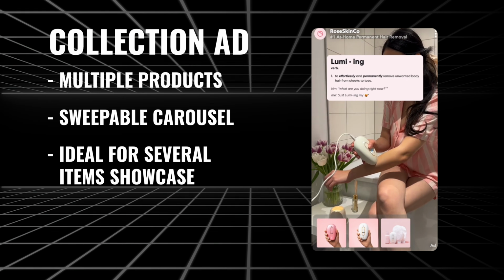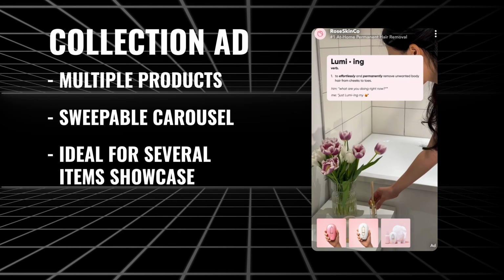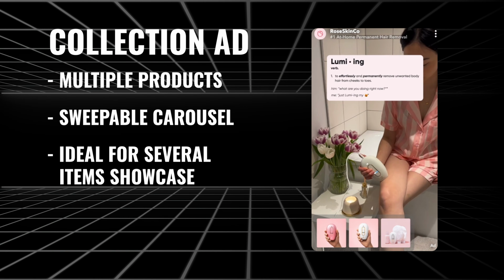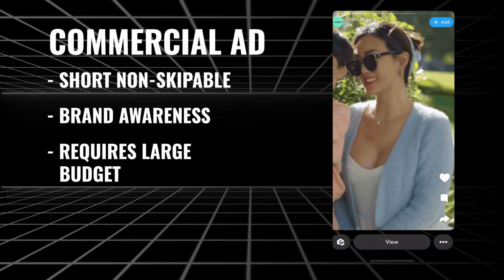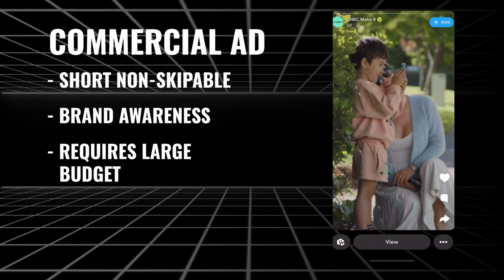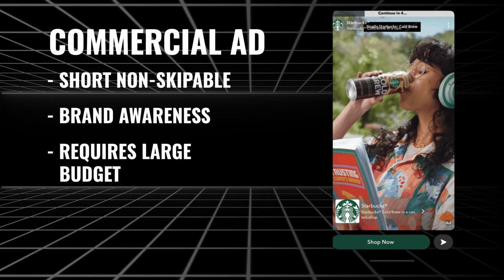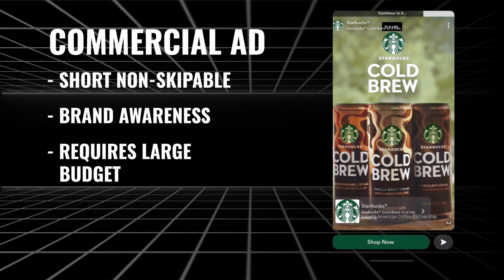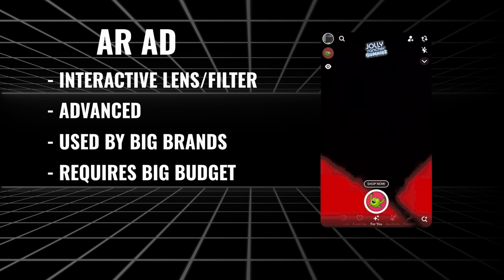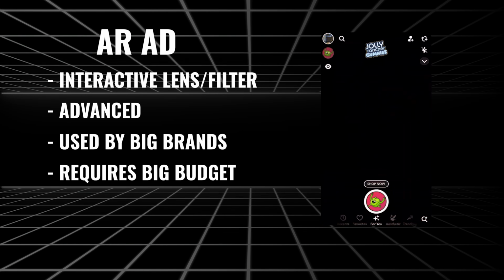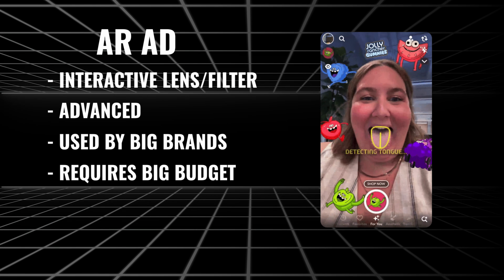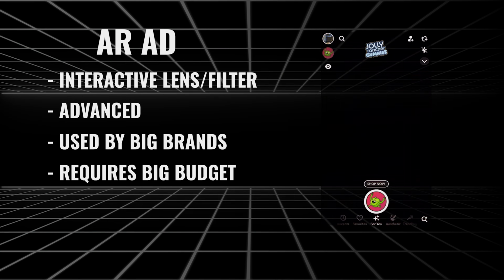Then we have the collection ad. This format lets you display multiple products in a swipeable carousel, which is ideal for e-commerce brands with several items to showcase. After that, there's the commercial ad. This is a short, non-skippable video typically used for brand awareness or more polished campaigns. It tends to perform best when supported by strong creatives and a larger budget. And finally, we have the AR ad. This is an interactive lens or filter users can engage with. It's more advanced and usually better suited for larger brands or campaigns with higher budget.